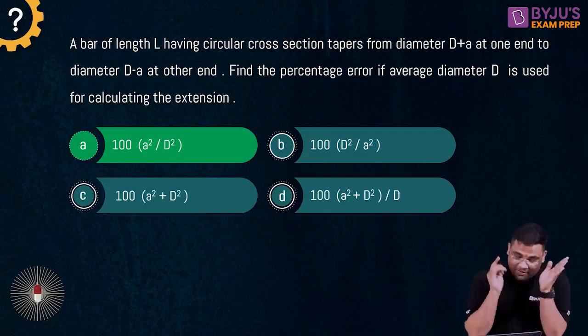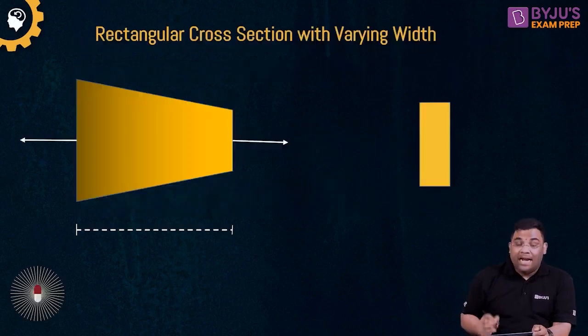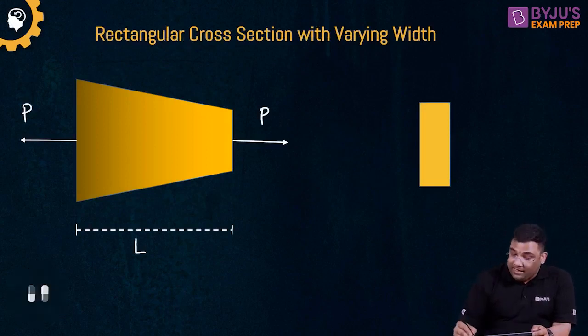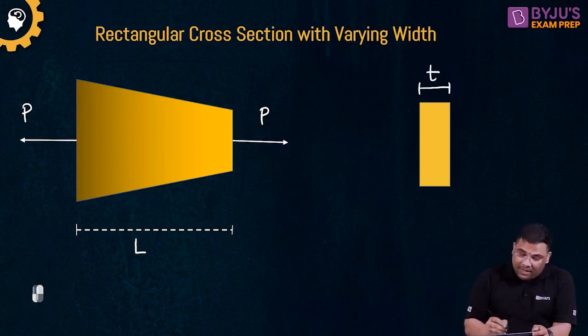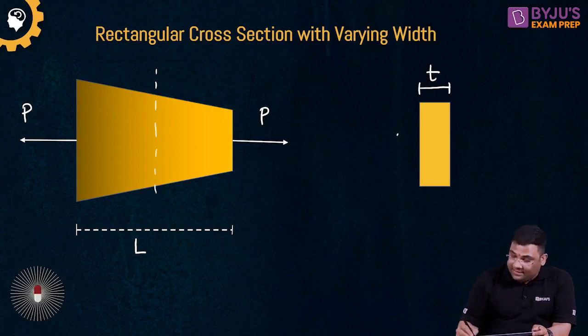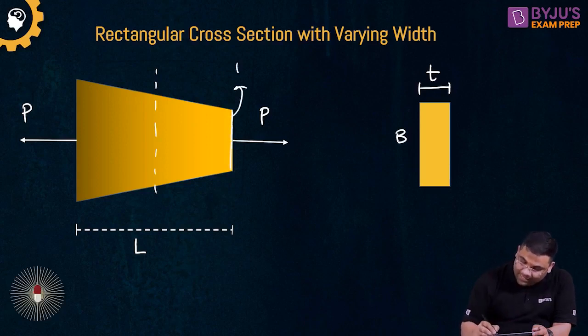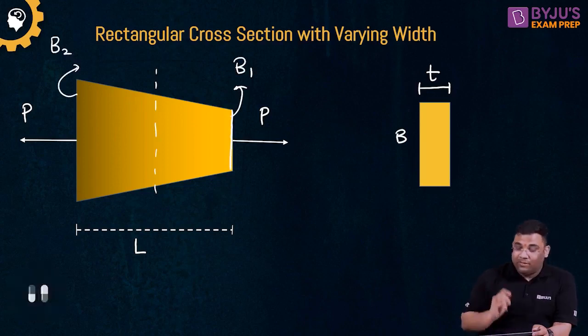circular cross section. If you have a rectangular cross section and the width is varying, you see this is having a rectangular cross section, meaning it has length L and load P, okay? And this is the thickness of that particular rectangular bar. If you cut a cross section here, this is the thickness and this is the width, and this width is changing. Here it is B1, and here it is B2. Now how to find the expression for this?